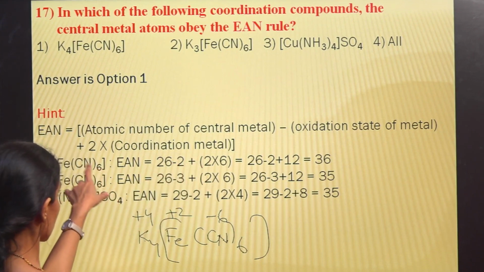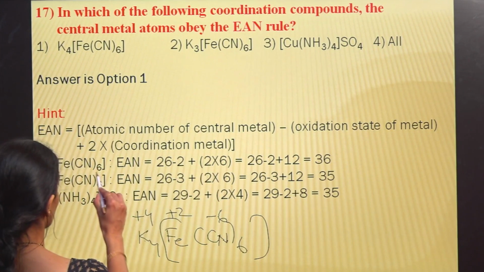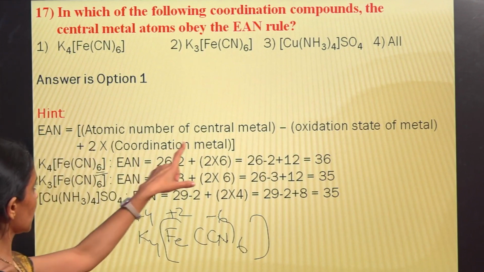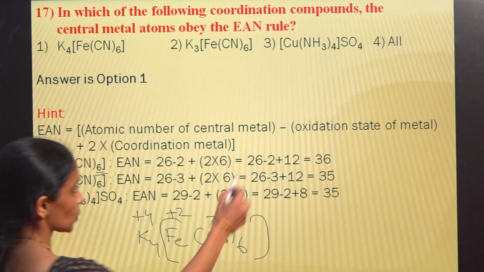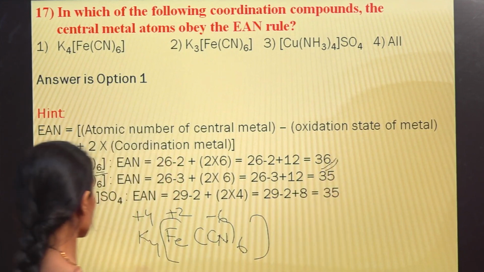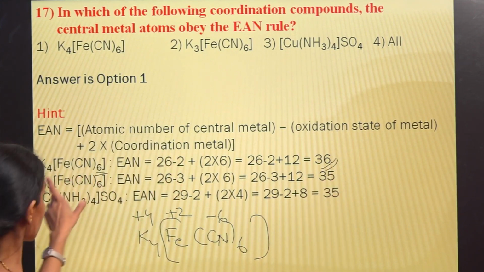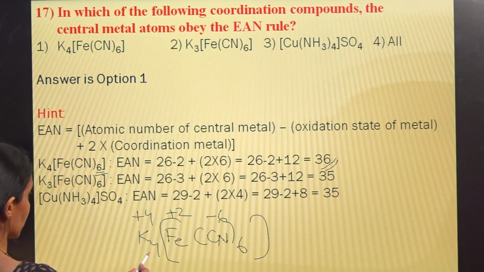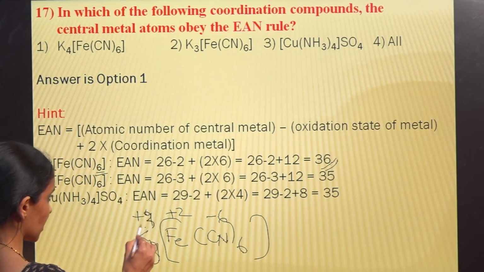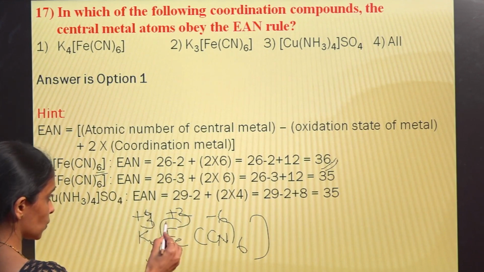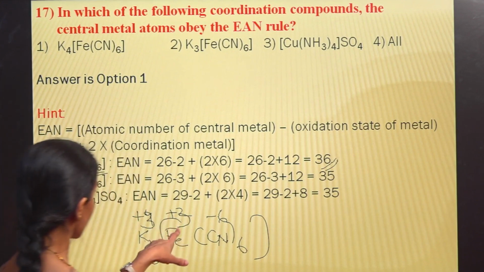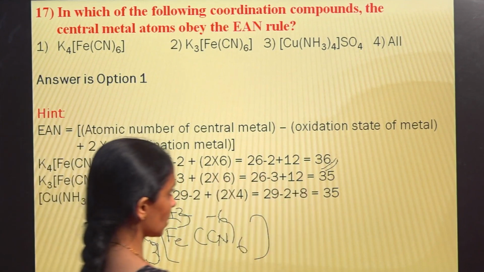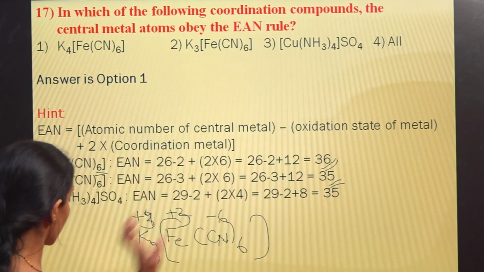Plus, there are 6 cyanido ligands, so that is why 2 into 6. 2 of the formula into coordination number 6. So, if you simplify, the value will be 36. In the case of second complex, iron is present in +3 form. It's not present in +2 form. Okay, K3 ide, so illi +3 aagtade. Aagagi, to make the complex neutral, iron kuda +3 form alle irbekagate. So 26 minus 2 alla, 26 minus 3 it is. So the answer comes out to be 35 if you simplify.